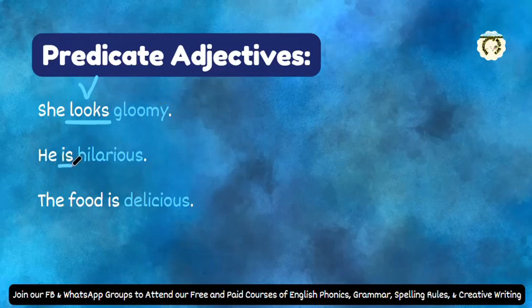He is hilarious. Is a linking verb. Hilarious is an adjective. And which type of adjective? Predicate. The food is delicious. This is a linking verb, and delicious is an adjective. So this is a predicate adjective.